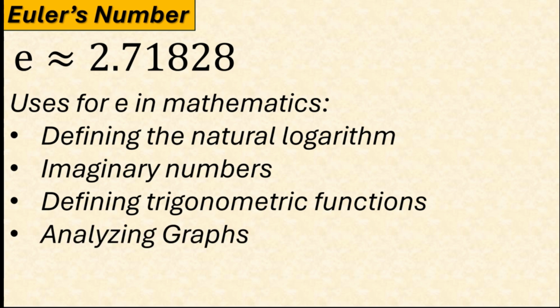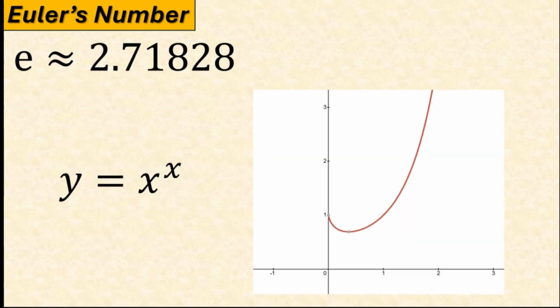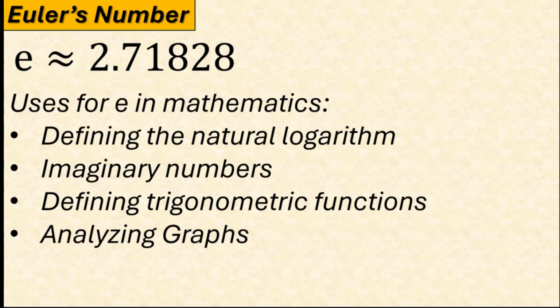E also plays an interesting role in analyzing many graphs. I'll go over one example of this. This is a graph of x to the x power. Notice this point down here, which is the lowest point on the red curve. As it turns out, this point is at the x-coordinate 1 over e. This is a great example of how e shows up even when we aren't looking for it, since one may not expect to see e in the seemingly simple expression x to the x power. If you would like me to show why this is true, leave a comment.